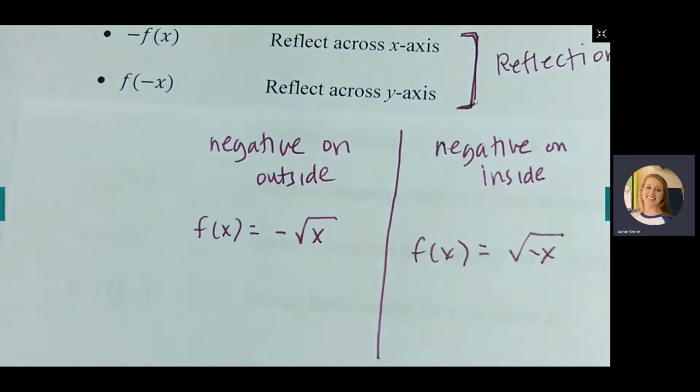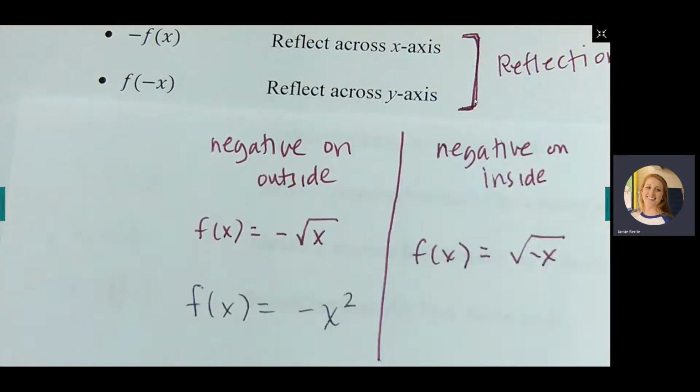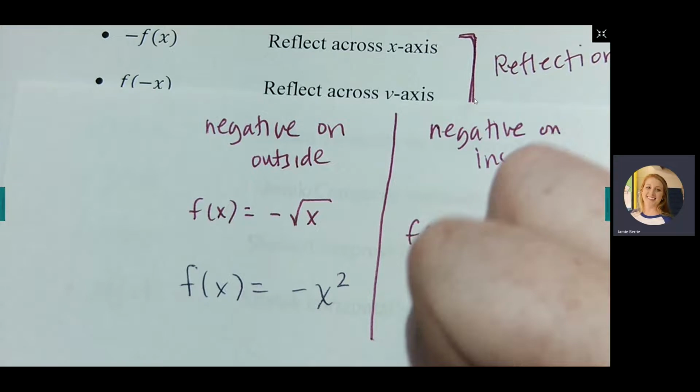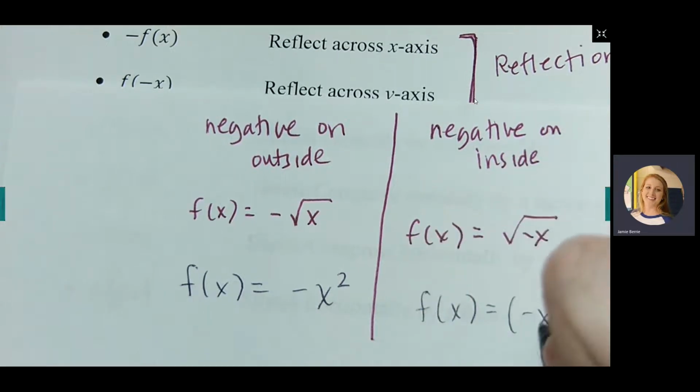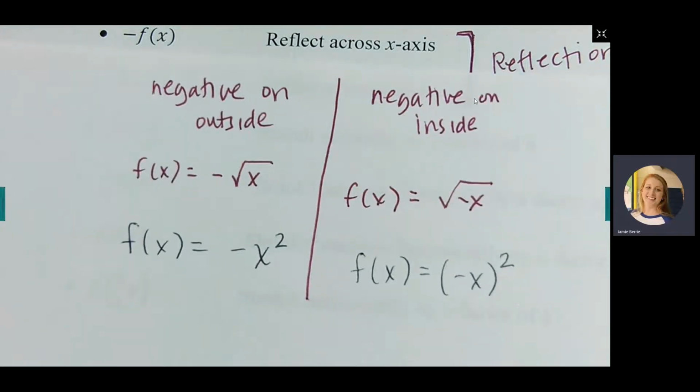The ones that are a little bit harder to see are things like a cubic function or a quadratic function. So here would be a quadratic function with a negative on the outside. And then here would be an example where the negative's on the inside. When you're thinking about things being multiplied by a negative on the inside or numbers being added or subtracted on the inside, always look for things like parentheses or square roots or absolute value symbols to help you figure out, is this happening on the inside or on the outside?